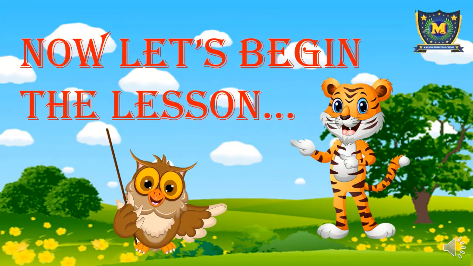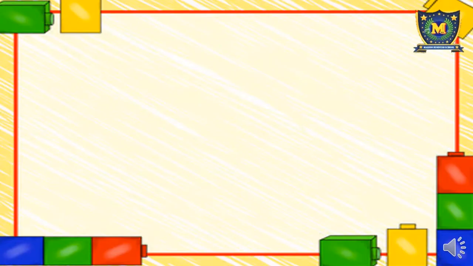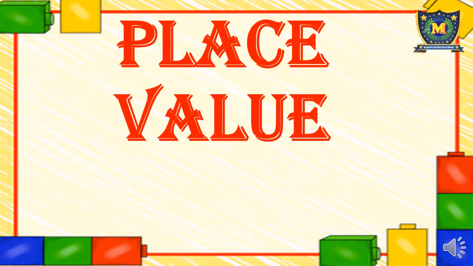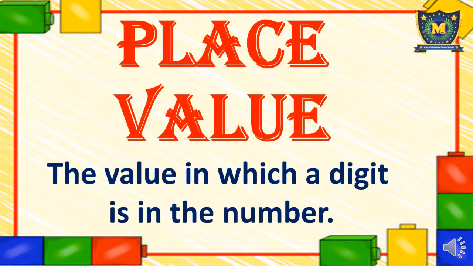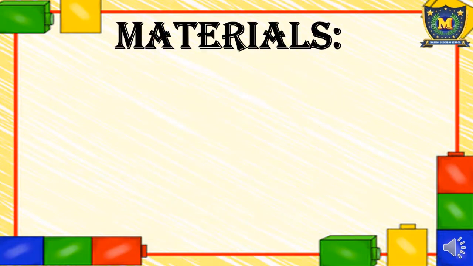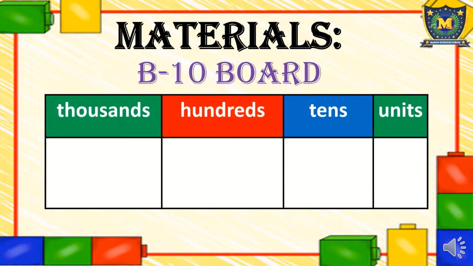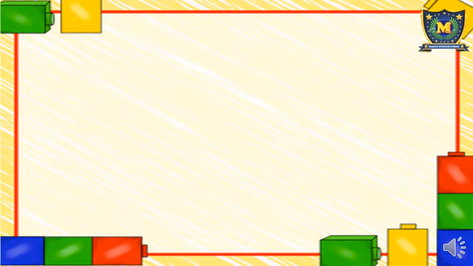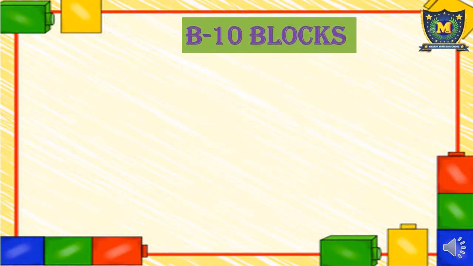Now let's begin the lesson. Place value. When you say place value, it means the value of a digit in the number. Again, place value means the value of a digit in the number. These are the materials we need for this lesson. First, we need this beading board. And of course, we need the beading blocks.